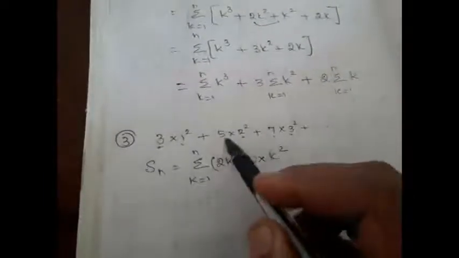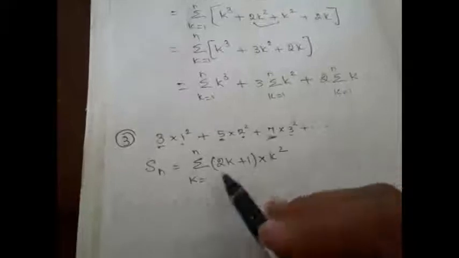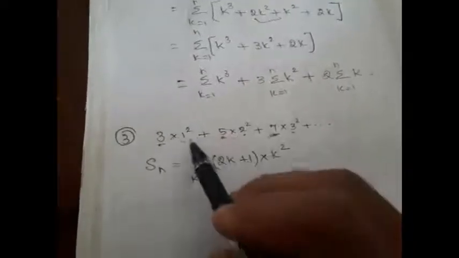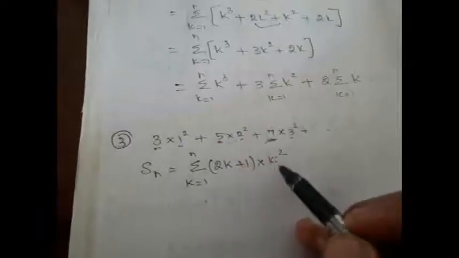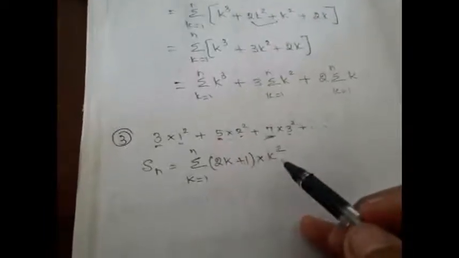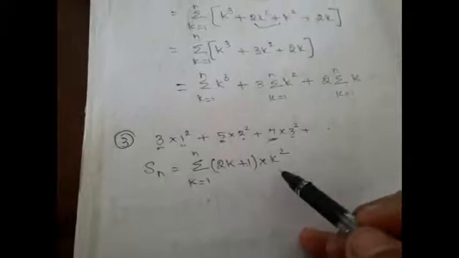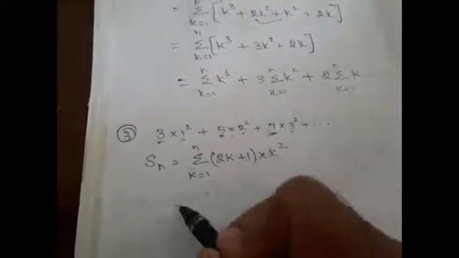These are all odd numbers. Odd numbers we will denote by 2k plus 1, and this is k square, that particular number square. So 2k plus 1 into k square. Now again, as usual, we can multiply this.